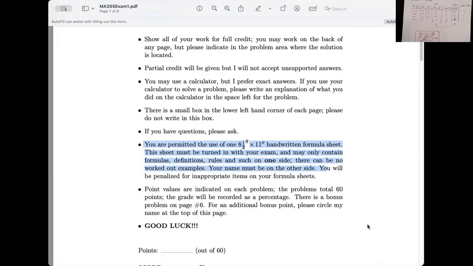I did tell you it was a bunch of crap I didn't want you to memorize, right? You get to write it down. Important to note, there can be no worked out examples. Formulas, definitions, rules, one side, one page, handwritten. Okay? I will collect it with the exam. I will grade it. You will be penalized for inappropriate things on it. I will give it back to you.